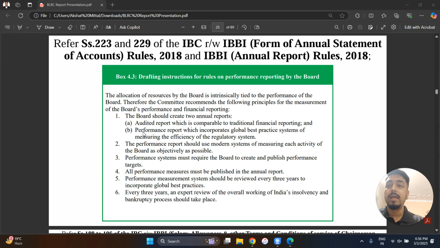For example, in point number 1, it is written the board should create 2 annual reports, one audited report which is comparable to the traditional financial reporting, and a performance report which incorporates global best practices system of measuring the efficiency of regulatory system. So this committee has proposed that this board should be accountable for all the work which it is undertaking, and it should on a yearly basis create reports and submit them to the central government so as to evaluate its performance on a yearly basis and to identify the problems and in what manner those problems should be resolved and the working can be improved.